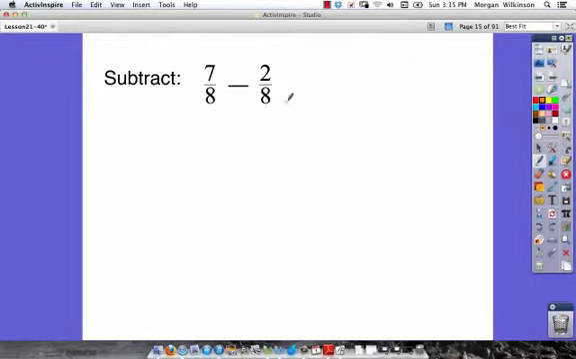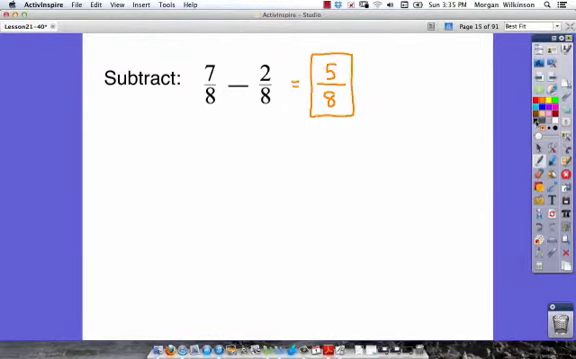Alright, let's subtract one. We've got 7/8 minus 2/8. The denominator always stays the same when we add or subtract fractions, so it's going to be 8. Then, since we're subtracting this time, we're going to take 2 away from 7. 7 minus 2 must be 5. So we have an answer of 5/8. And we're all done with this problem.